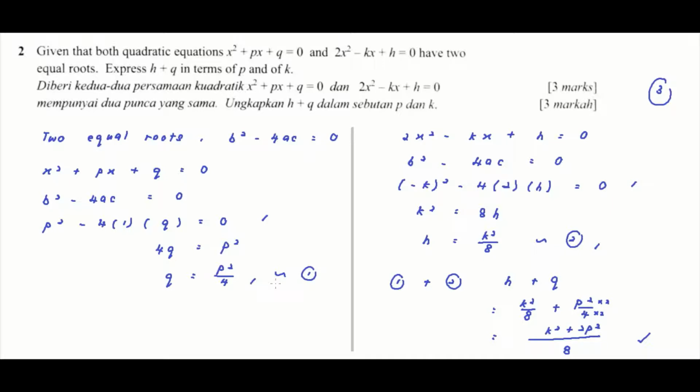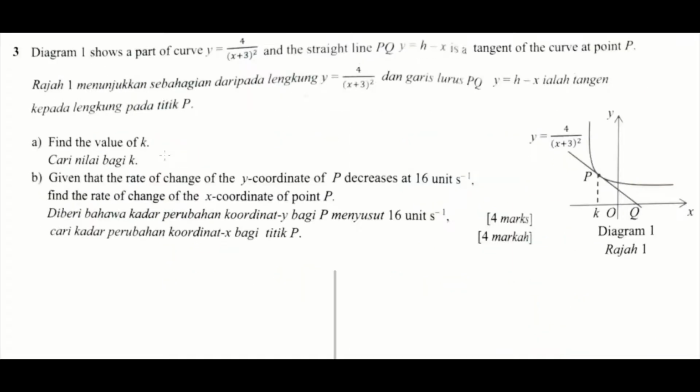Okay, so let's move on to number 3. Okay, so number 3, this is a diagram with a part of the curve with the equation given here and the straight line PQ. Okay, so the line PQ is actually the tangent to the curve at point P. Okay, so the question wants you to find the value of k.